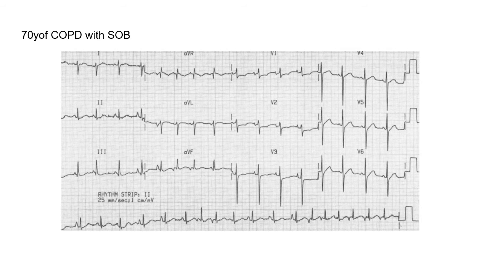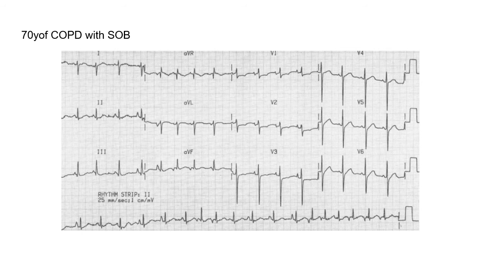So, are we wide or narrow? Narrow. Are we regular or irregular? We're irregular. Okay. Are there P waves? Yes. What do we think about the P waves, though? Yeah, MAT. So we see how the P waves are different.